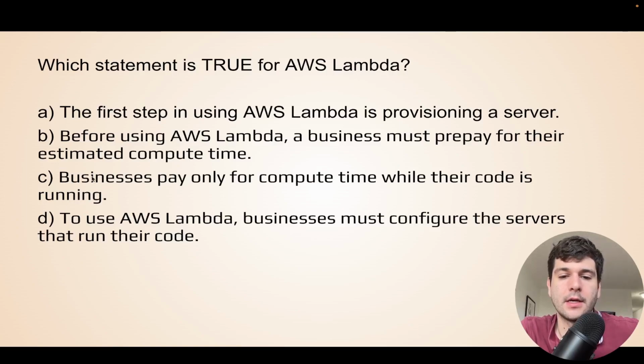So C is a good answer. Let's look at D though. To use AWS Lambda, businesses must configure the server. So again, no stuff with servers going on with Lambda. So the correct answer is C. All right, let's go to the next question.